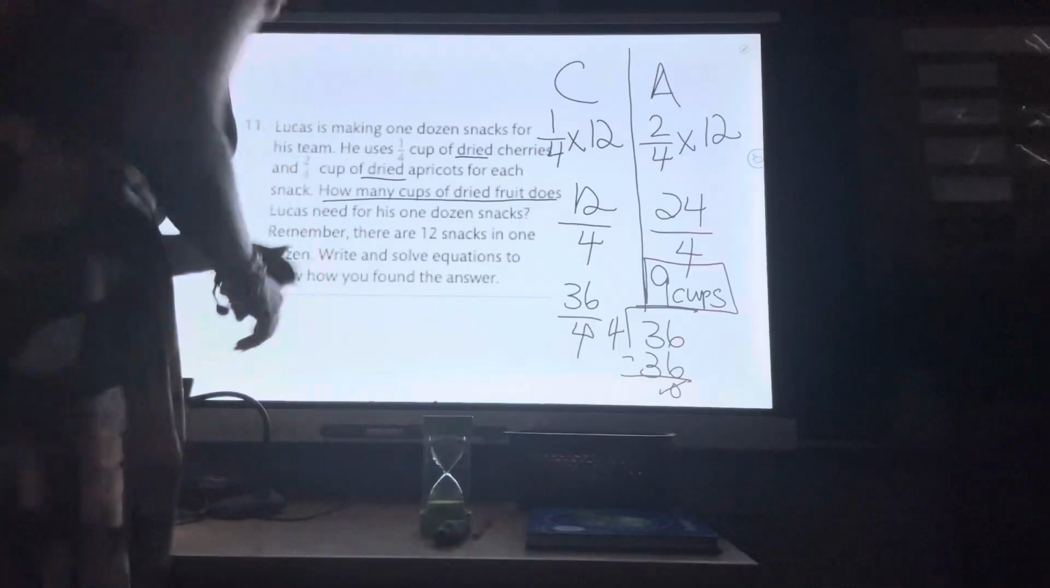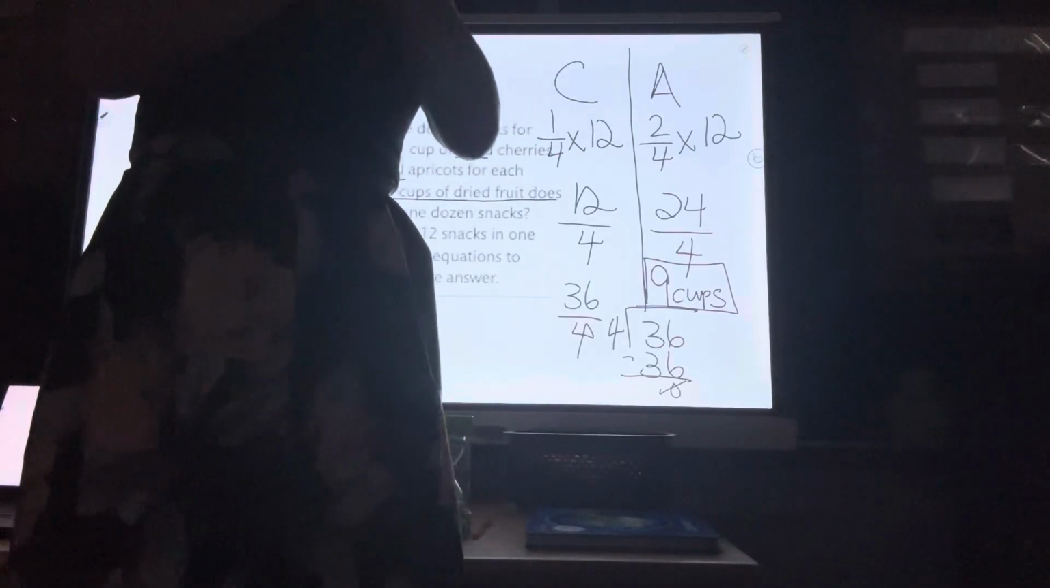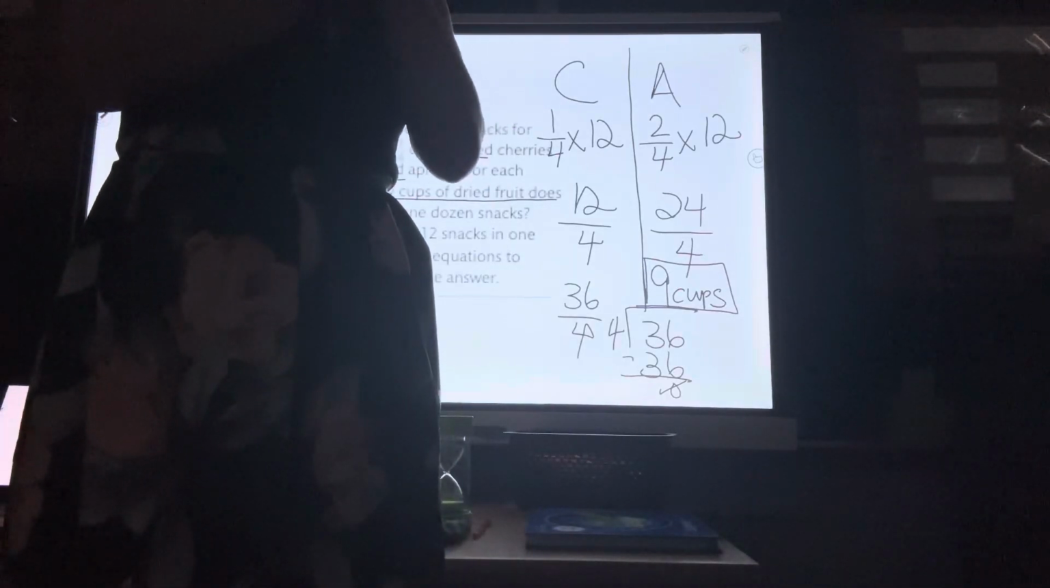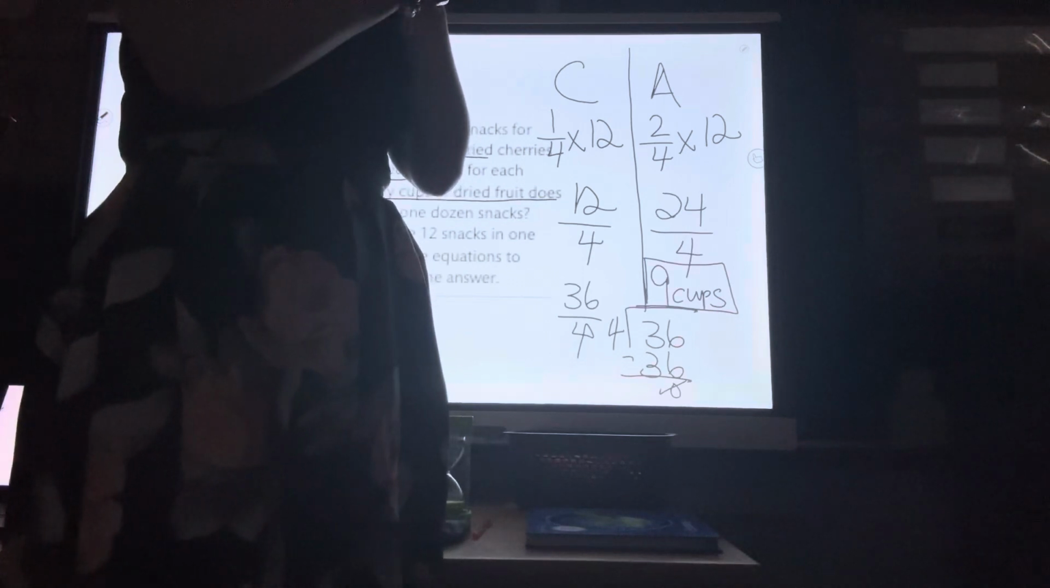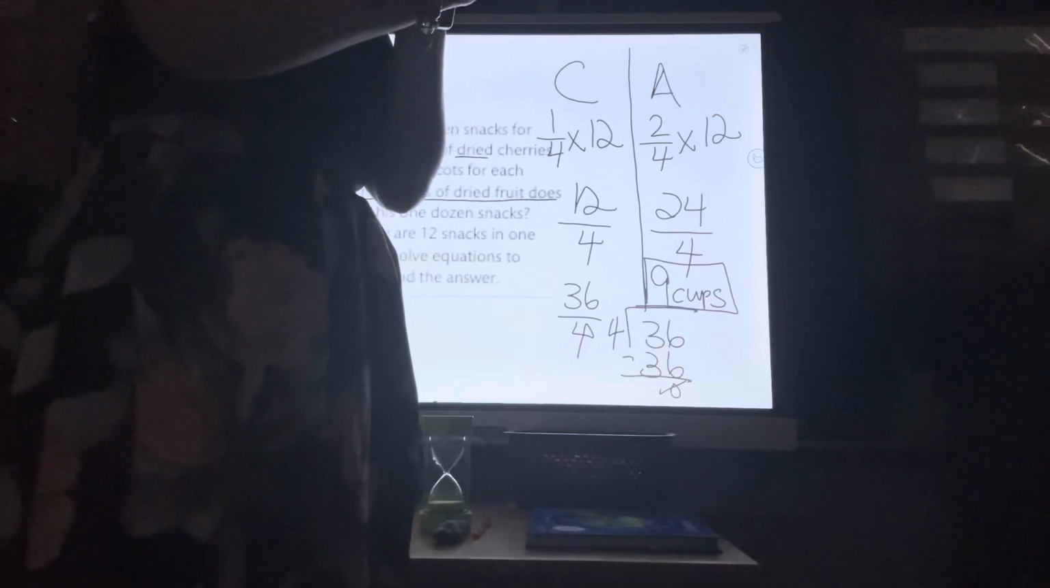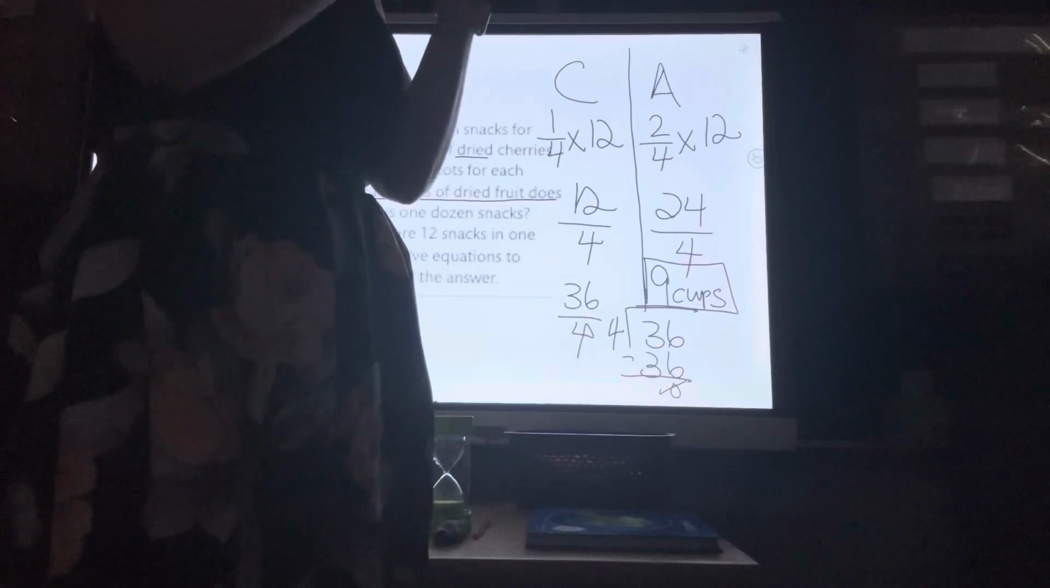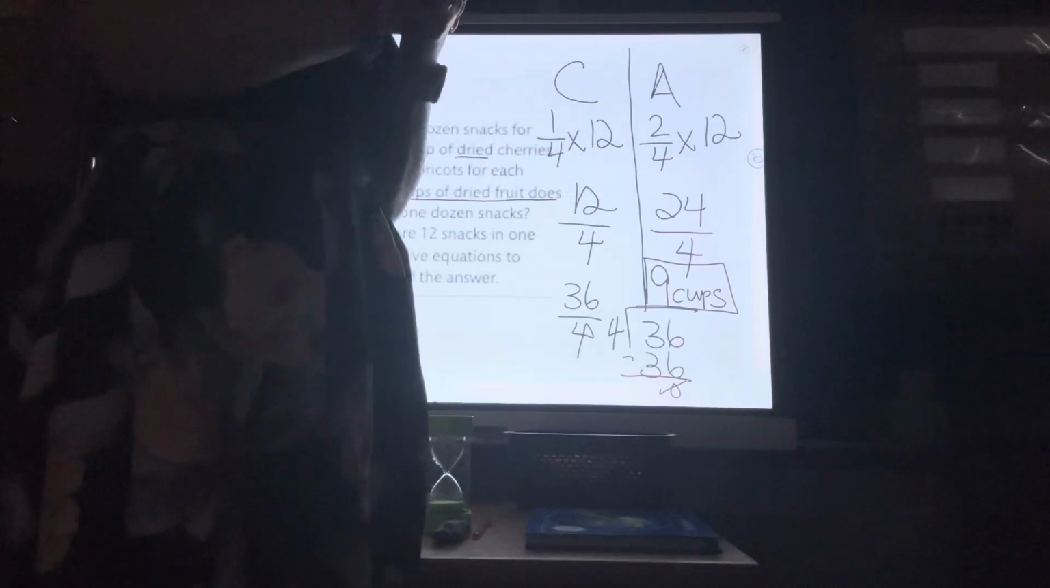Okay? So, things you need to know for tomorrow. How to multiply a whole number by fractions. How to add time. Okay? How to multiply with time quantities. And writing and solving equations. Okay?